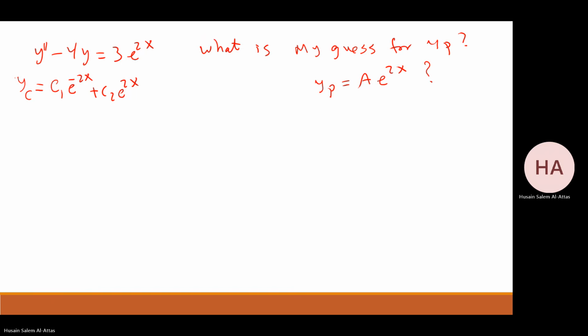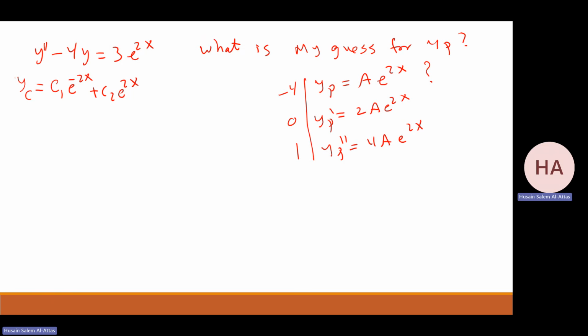Let me check. What will be yp prime? It will be 2A e to x. yp double prime will be 4A e to x. So you multiply this by 1, this by 0, minus 4. So substitute: you have 4A e to x minus 4A e to x equals 3e to x. I have 0 e to x equal 3e to x. What is this? There's a problem here. So I cannot do it this way.